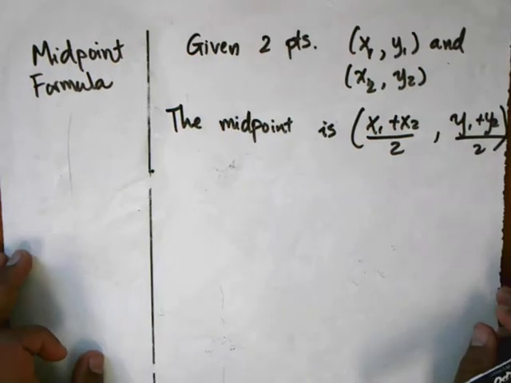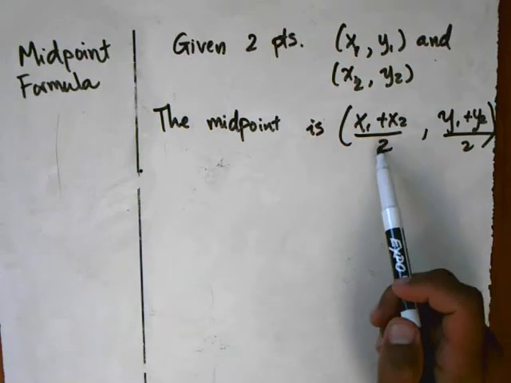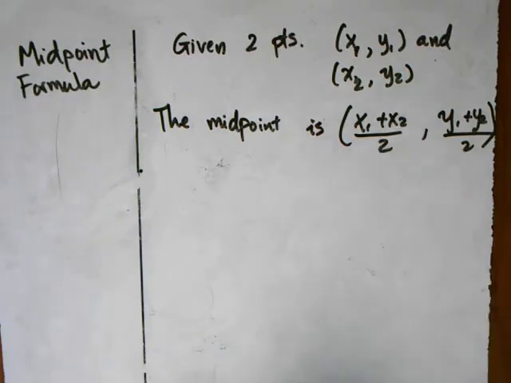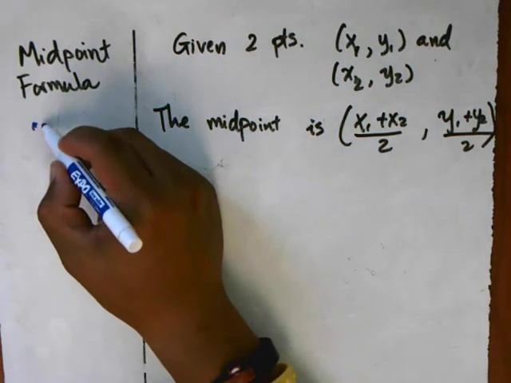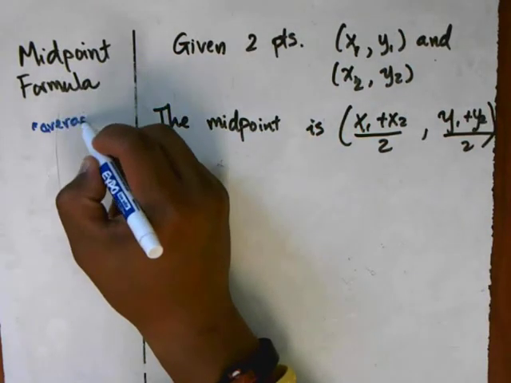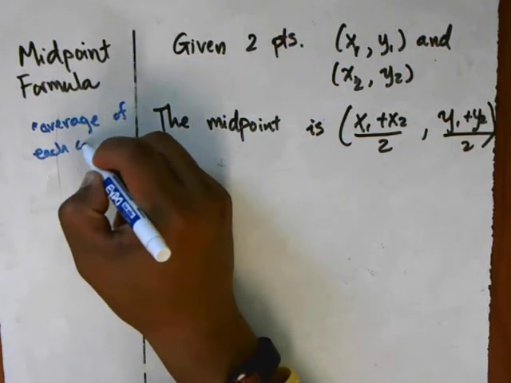Okay. And if you notice something a little bit different here, the midpoint formula is giving you the coordinates of a point. So it's giving you 2 numbers, the x-coordinate and the y-coordinate. And this is basically like taking the average. So I'll make a note here. This is taking the average of each coordinate.